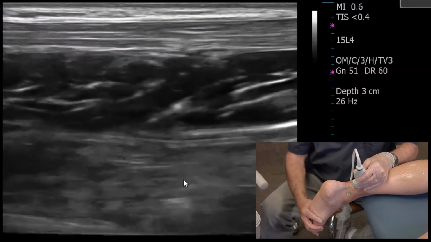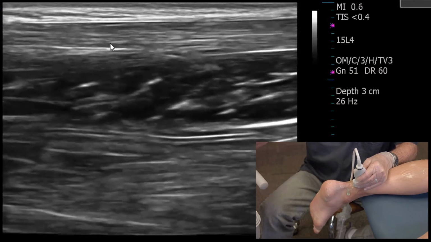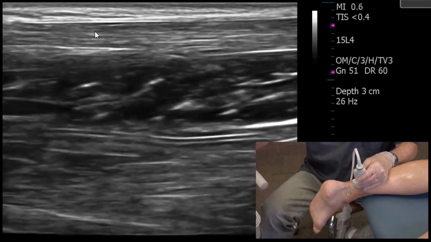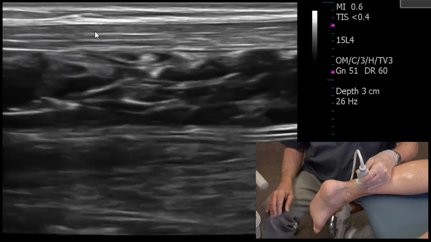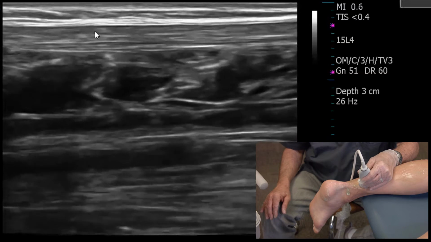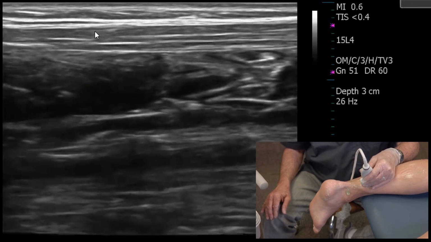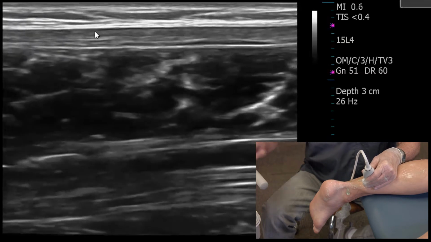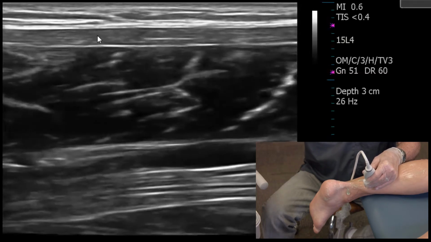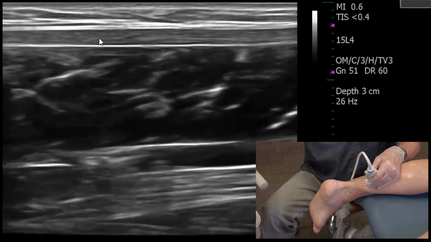Then above that is the soleus, and then the more proximal part of the Achilles tendon. This area in here can be many times involved in tears, as well as the distal part of the Achilles. So as we move up this particular structure, we're continually looking for tears.